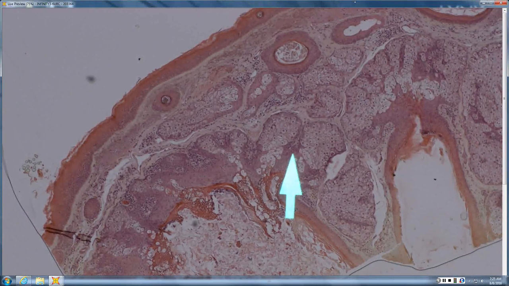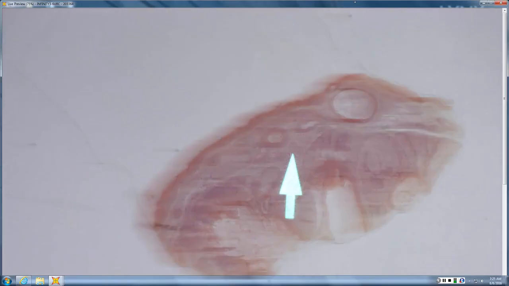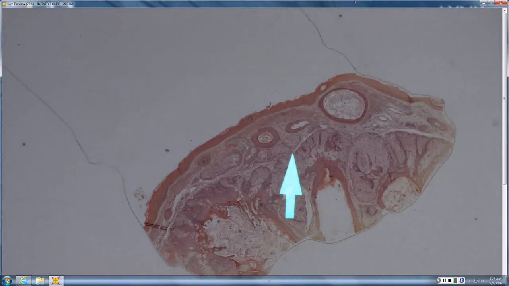Okay. So questions on any of those? 14 again. 19 was the tumor of follicular infundibulum.